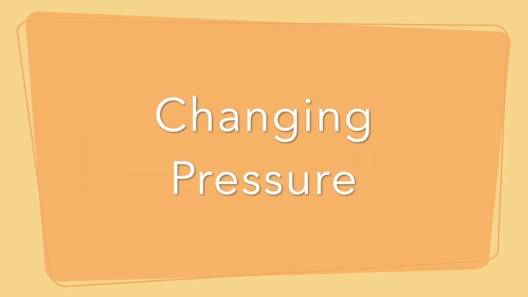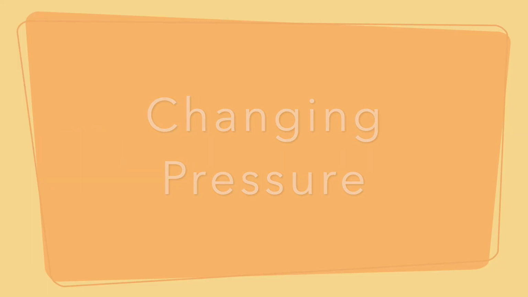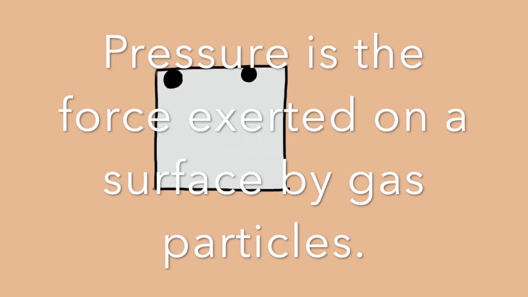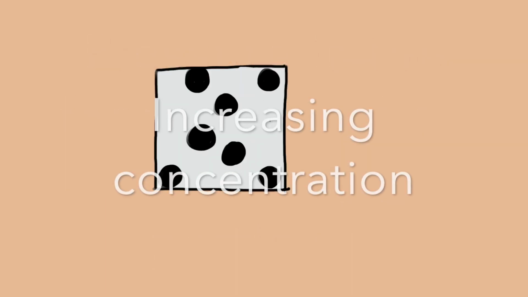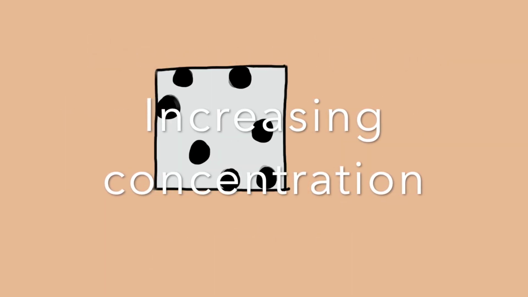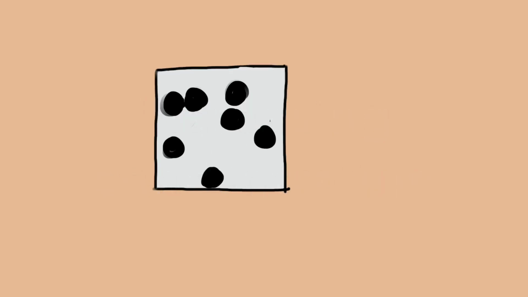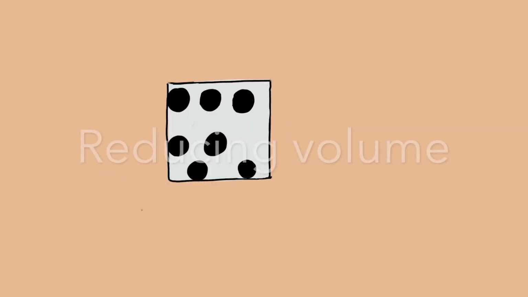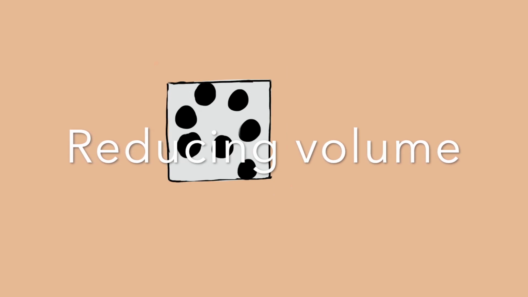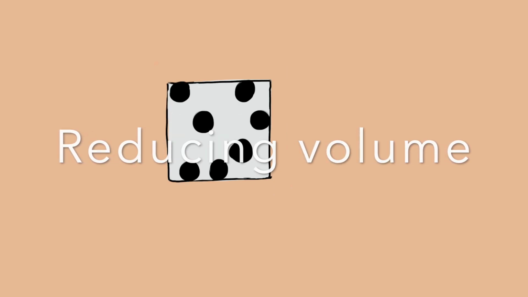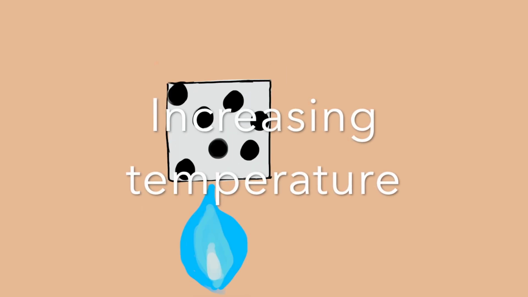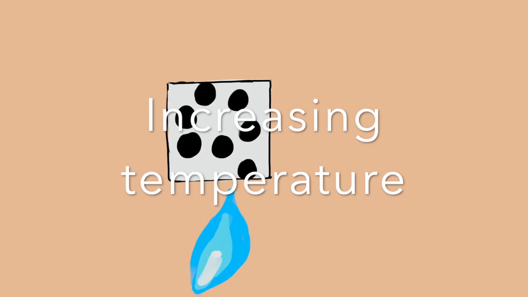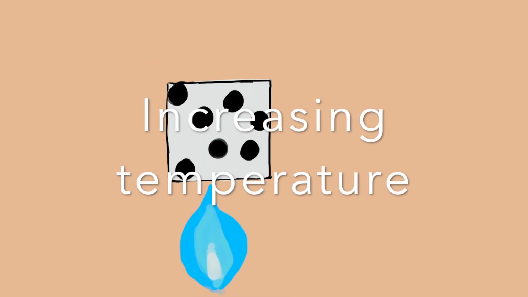Okay, let's have a look at the effect of changing pressure on the position of equilibrium. Pressure is the force exerted by gas particles on a surface when they hit the surface. We can increase pressure by increasing the number of particles, so they'll hit the sides of the container more frequently. Another way to increase pressure would be to reduce volume, and so those gas particles will hit the sides of the container more often. The last way that we can increase pressure would be to increase temperature, because the particles will gain kinetic energy and move around more quickly.